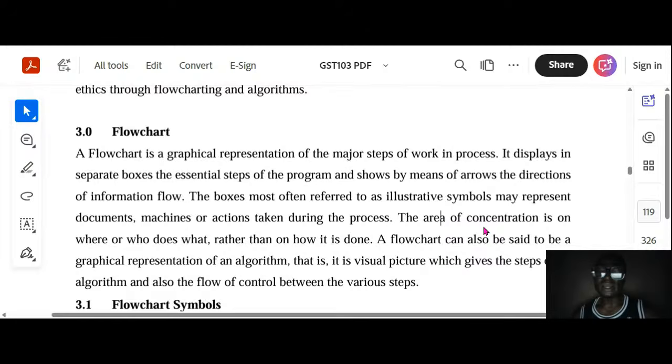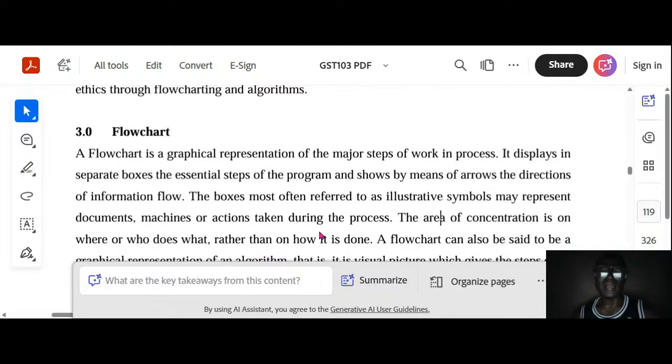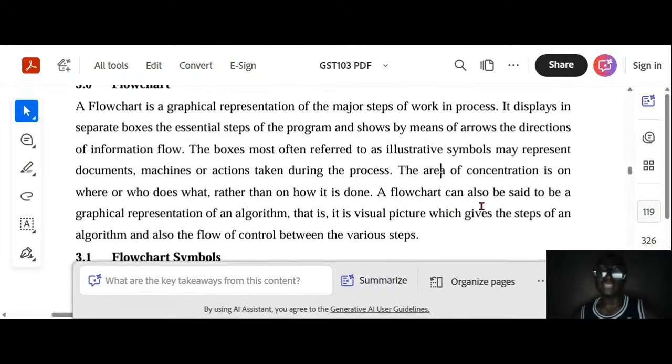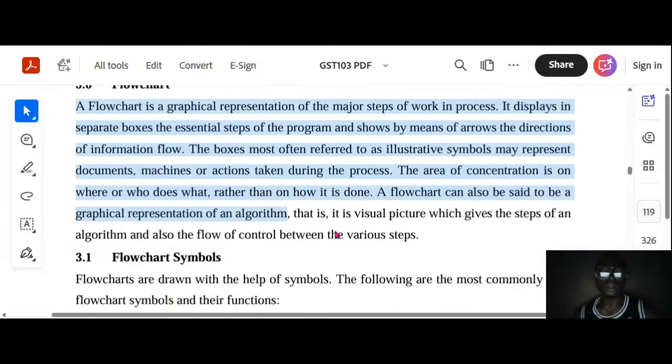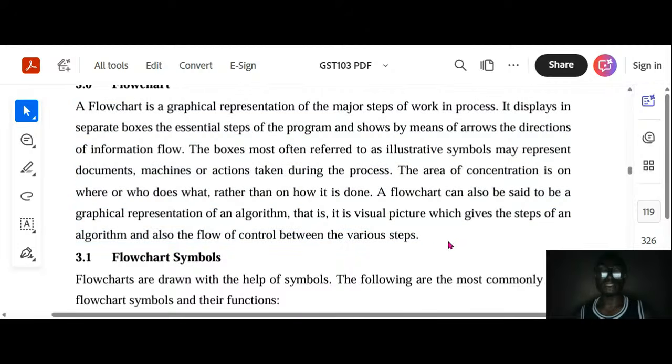The area of concentration is on where or who does what, rather than how it is done. A flowchart can also be said to be a graphical representation of an algorithm. That is, it is a visual picture which gives the steps of an algorithm and the flow of control between the various steps.